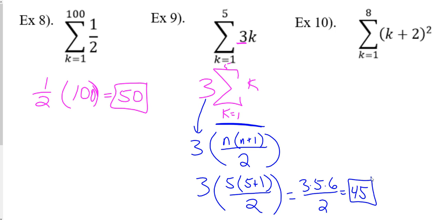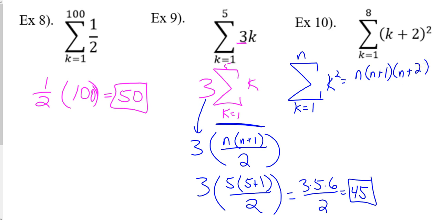Okay, so now we're ready for our last example here. What we're going to use for this one is from a reference sheet. Whoops. Is it recorded? Yes. From a reference sheet, we're going to use the summation k equals 1 to n of k squared. And that shortcut formula is n times n plus 1 times n plus 2 all over 6.